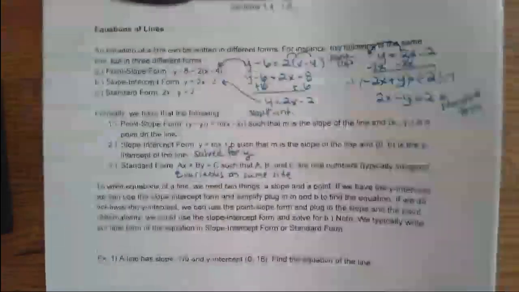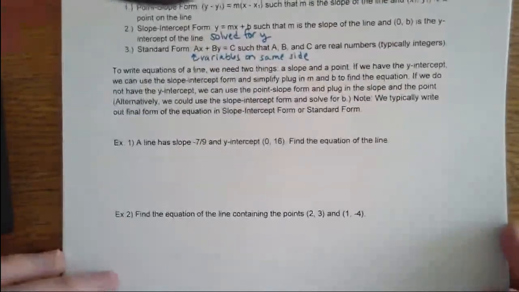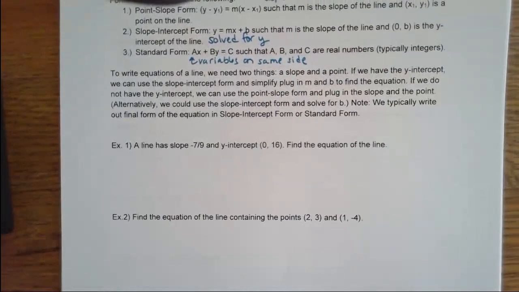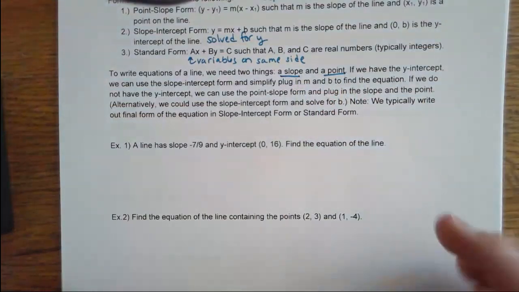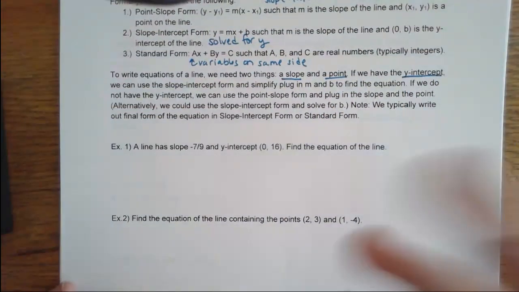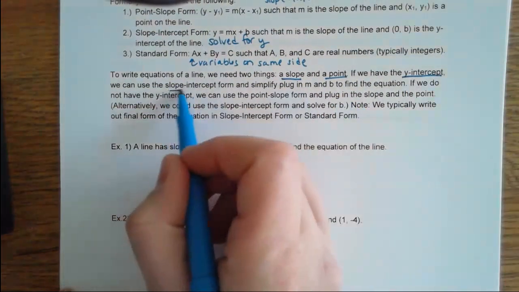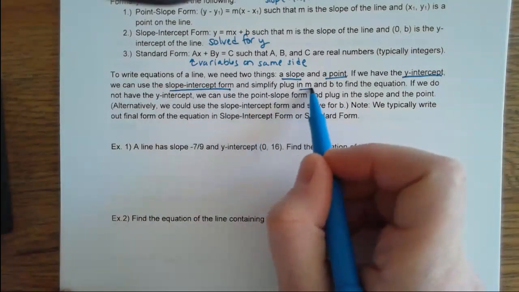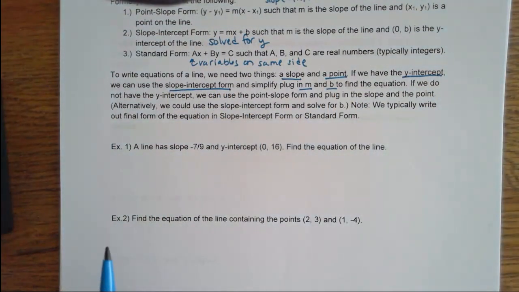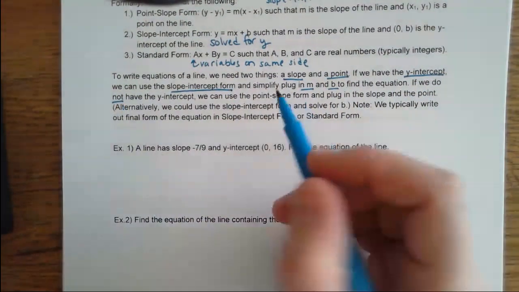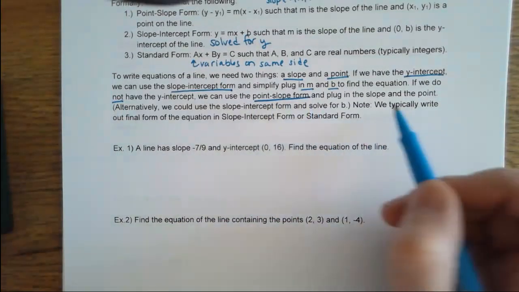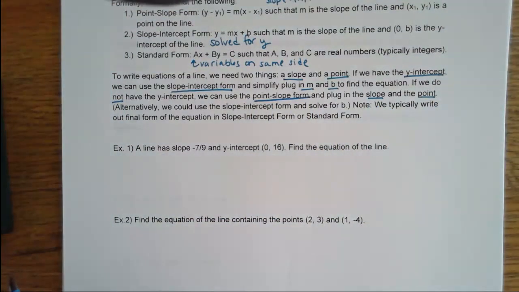So we're going to start with how to write equations. So far you've been kind of given equations and asked to graph them or work with them, and now we're going to work backwards. We're going to write our own linear equations. And to write equations, you do need two things. You need a slope and you need a point. If you have the y-intercept, it actually is nice and easy because you can use that slope-intercept form and just plug in the m and the b to find the equation. If you do not have the y-intercept, so if you have another point, then the one that I recommend is the point-slope form. And again, you plug in the slope and the point given instead.